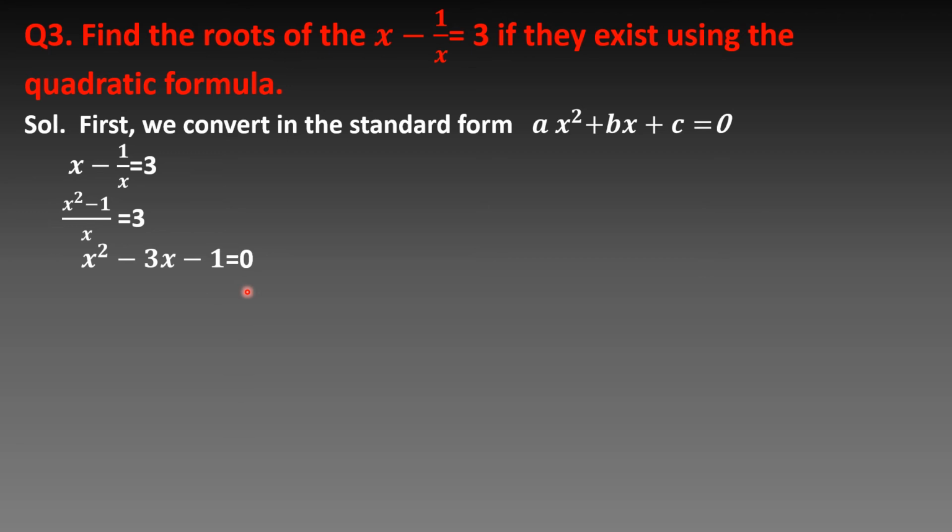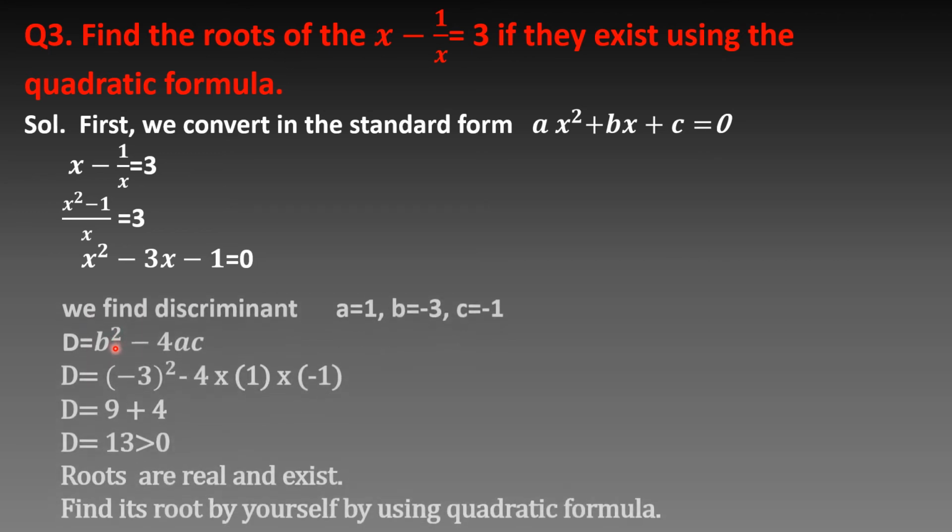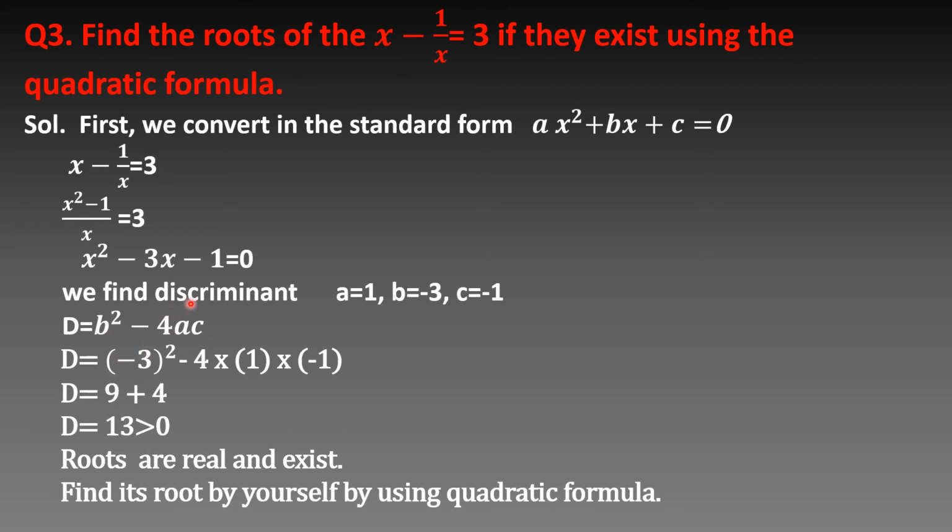Now as we have to apply the quadratic formula for getting its roots, we find its discriminant and check whether roots will exist or not. So on finding the values of a, b, c and putting all the values in the formula of discriminant, D equals b square minus 4ac, we can see that the discriminant is coming greater than 0. It means roots are real and exist. So when the roots are real and exist, we can apply our quadratic formula. Please try yourself to find its roots by quadratic formula.